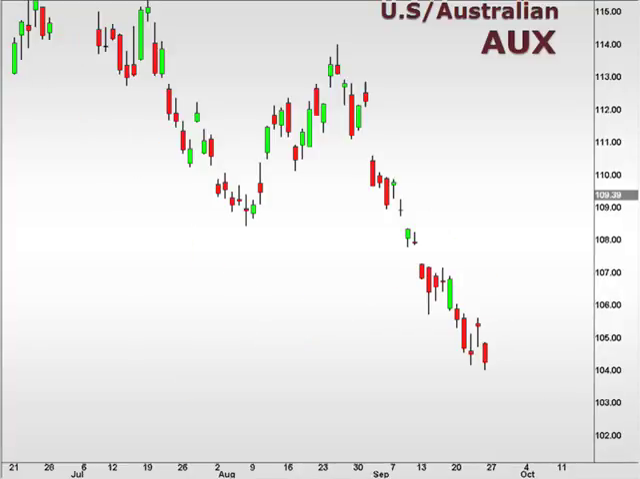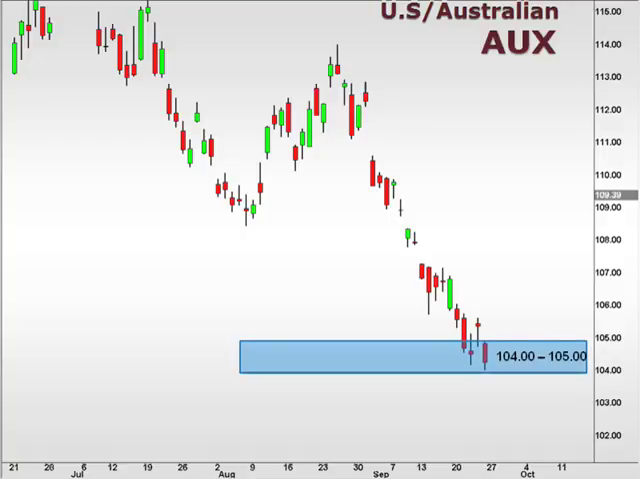Let's take a look at the U.S. dollar versus the Australian dollar as seen here in the ISE FX Options Pair Value AUX. Well, the pair is now testing a support zone found within the 104-105 range. A bounce and subsequent break above 105.5 lends credibility to a possible retracement to the upside. A break below 104 opens the window for the pair to slip lower, testing support within that 102-103 box.